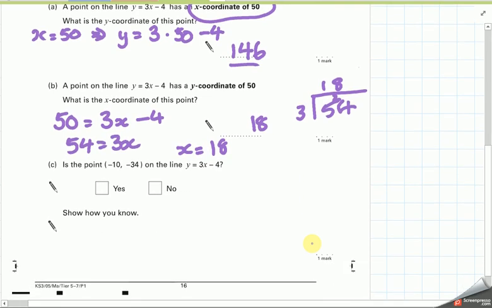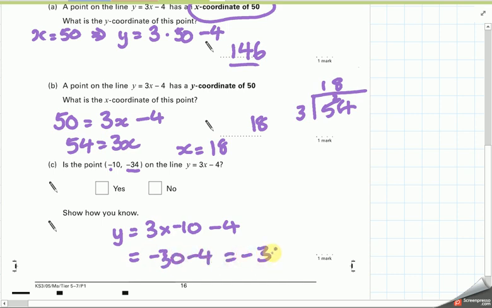And show is this point on that line. You put in an x value and see if you get the same y value out. Notice it's got a minus 10. This is horrible. Okay, this is quite nasty of them to do it this way, but y equals 3 times minus 10 minus 4. Do the multiplication first, so that's minus 30. Subtract 4 is minus 34. It is the same y coordinate, so it is on the line.